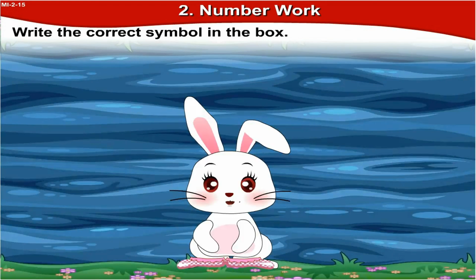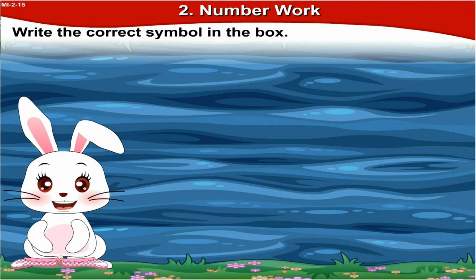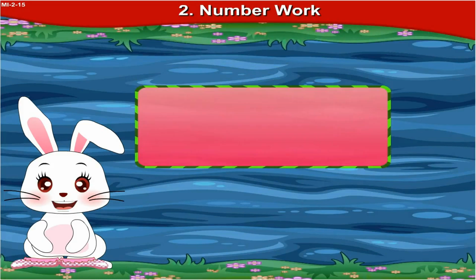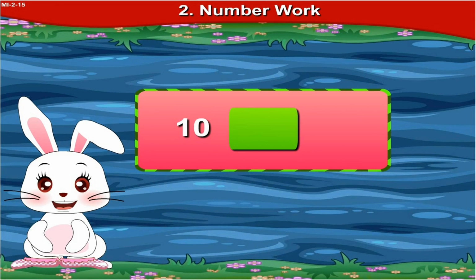Write the correct symbol in the box. Now let us try and solve some sums in order to make this concept even more clear. 10, box, 9. Now 10 is greater than 9. So we'll put a symbol of greater like this.